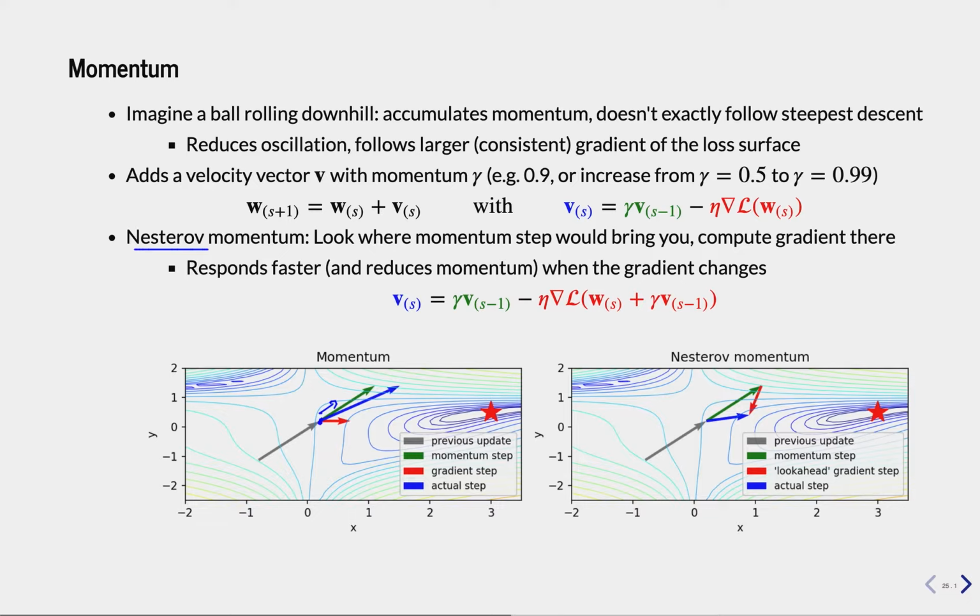So this is again our previous vector v. We have this exact same momentum term, which brings us here. And then you compute the gradient in this location, right? And this tells us, oh, you have to go back. And then effectively our final actual step will be this one.